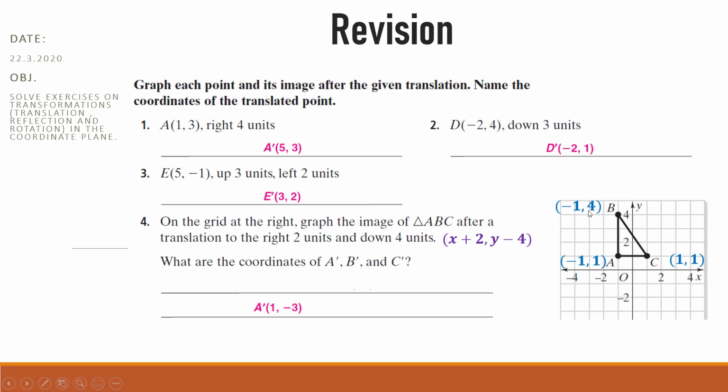B prime: B was -1 and 4. So add 2 to -1, it will be 1, and subtract 4 from 4, it will be 0. So B prime is 1 and 0. And C is 1 and 1. C prime will be, add 2, it will be 3, subtract 4, it will be -3.